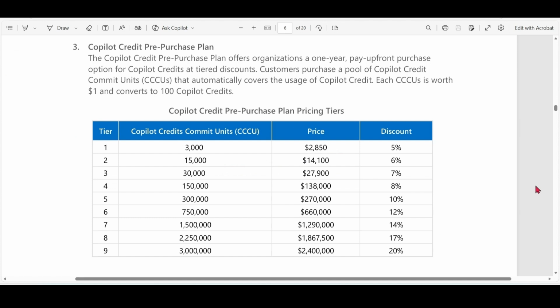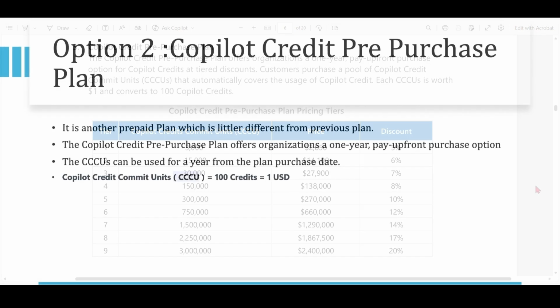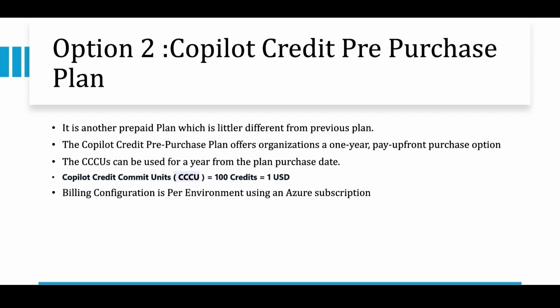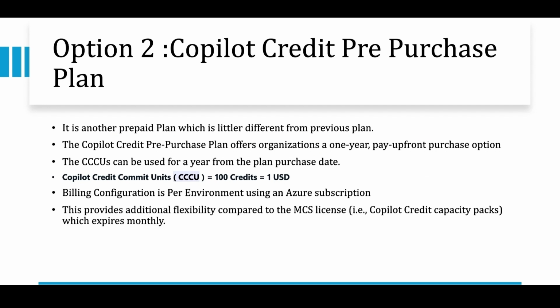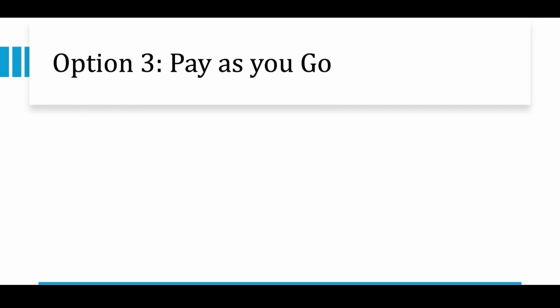Let's see an example. You can see that multiple buying options are available. A higher quantity means you will receive higher discounts. It's up to you whether you want to go for option 1 or option 2 as per the consumption of Copilot credit units. Billing configuration is per environment using an Azure subscription. This option provides additional flexibility compared to option 1, which expires monthly, but this option is for 1 year. Option 1 and option 2 are prepaid.